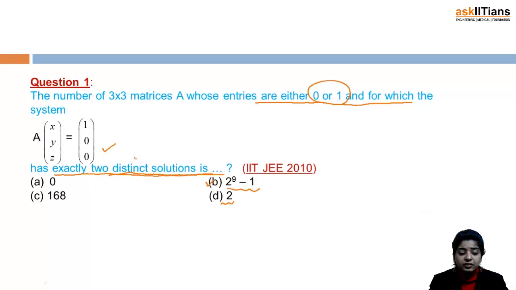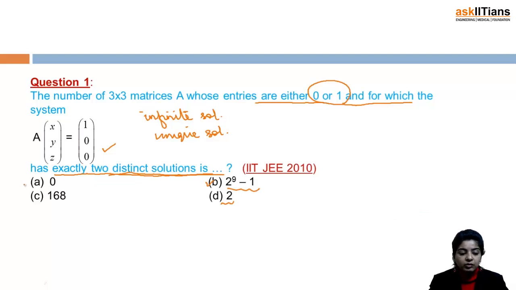Now here it is asking for exactly 2 distinct solutions. If you remember, we have just now discussed the concept of system of equations, and in fact we discussed that the system can be either consistent or inconsistent, it can have infinite solutions or it can have a unique solution, but it can never have 2 distinct solutions. So if we get a consistent system, we can either have a unique solution or infinite solutions. We cannot have 2 distinct solutions.